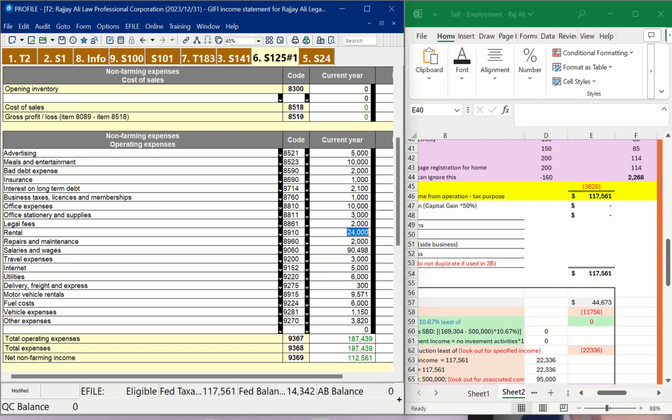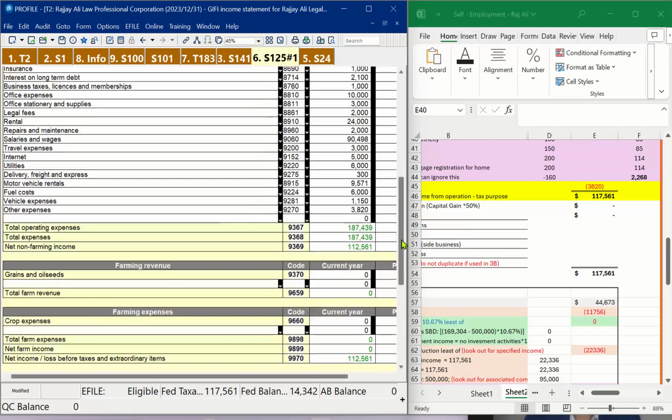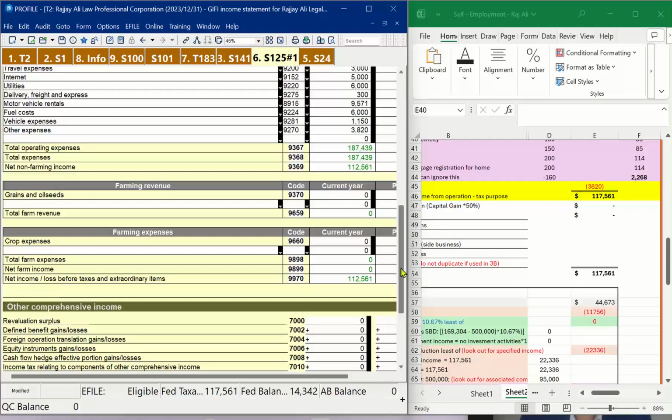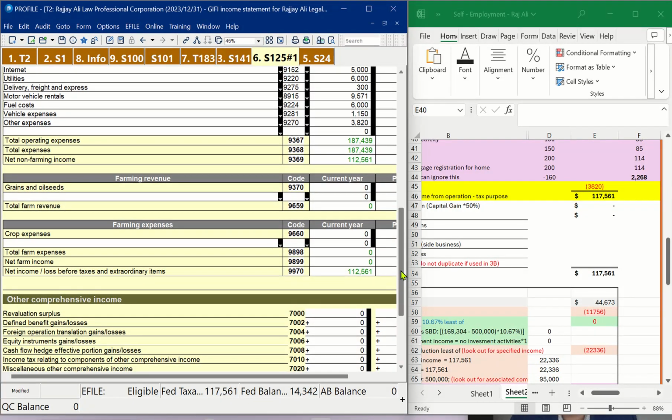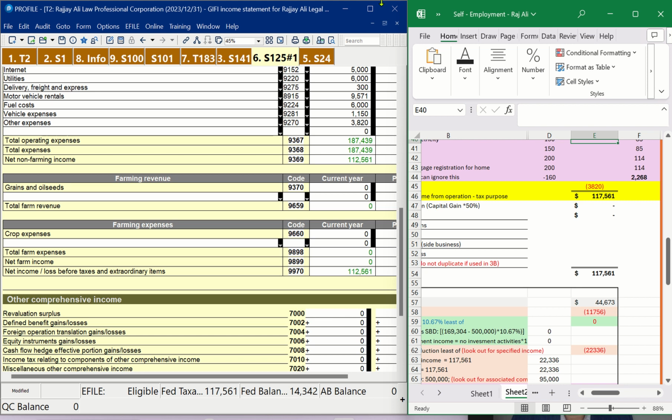Okay, so now we move to the very last part over here. Excuse me. So this is the total operating expenses right here. I no longer need the Excel sheet, so I'm going to close that off.